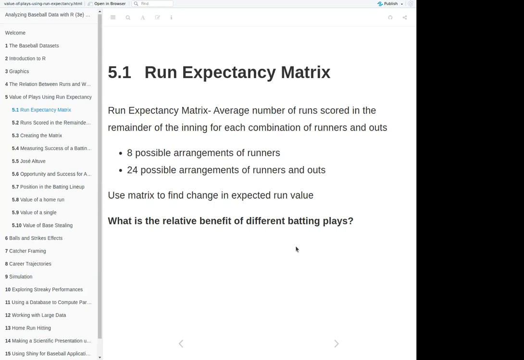And as we create this matrix, we can use it to find the change in expected run value, really estimating the amount of runs that can happen within the plays. And we can really get into what is the relative benefit of different batting plays.